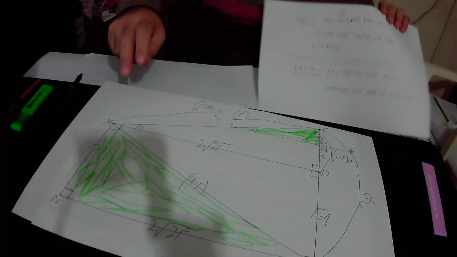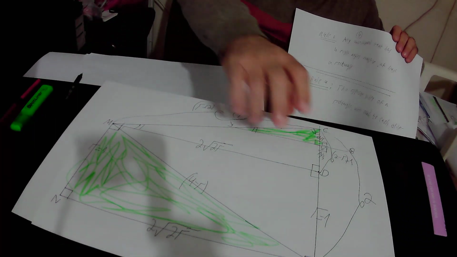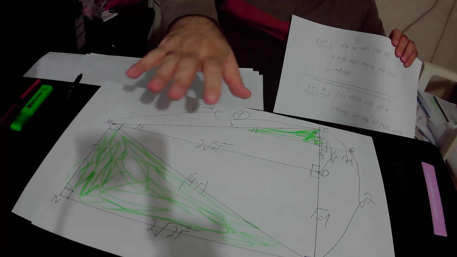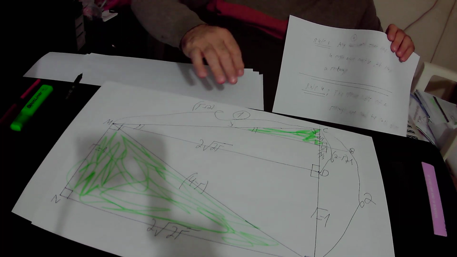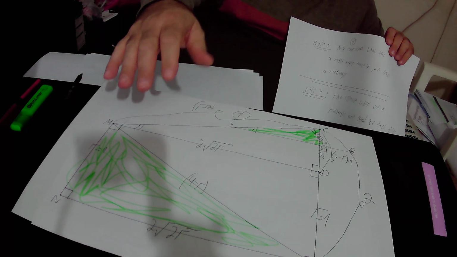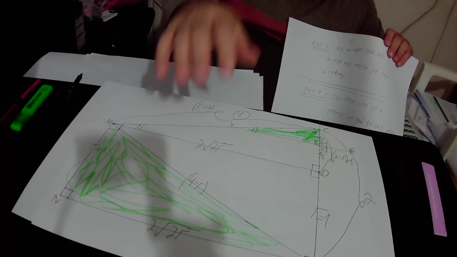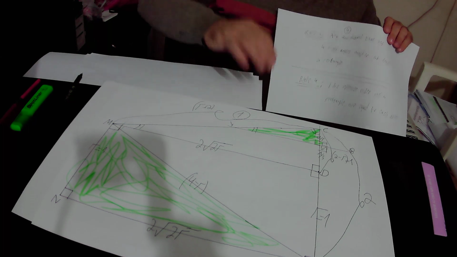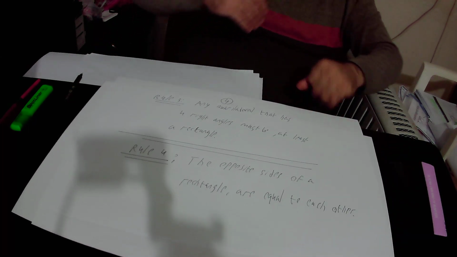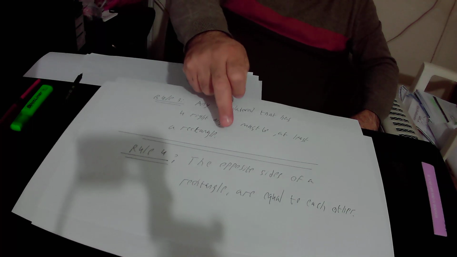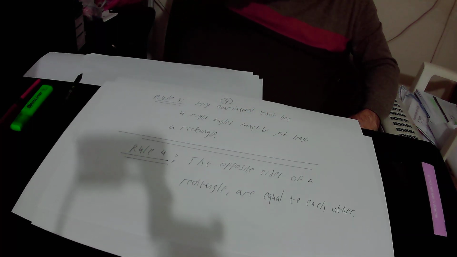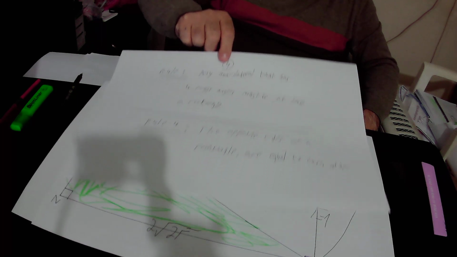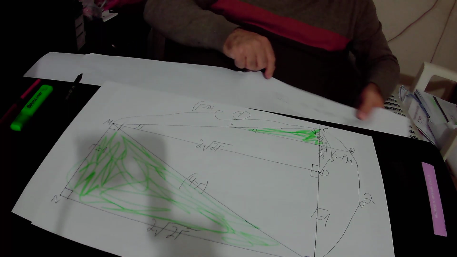So this quadrilateral MNOD that has 4 right angles must be at least a rectangle, if not a square. So we will relate to quadrilateral MNOD as a rectangle. It is actually a rectangle, okay? And we have also rule number 4 that states that the opposite sides of a rectangle are equal to each other.